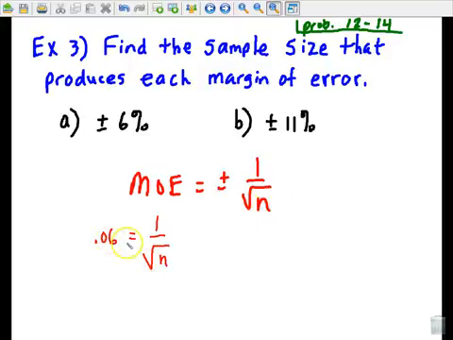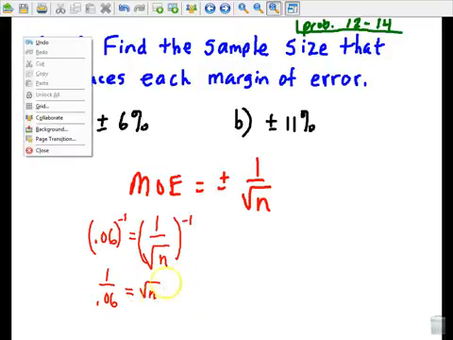Well, you've got a couple of ways of looking at this. Solving for n, since n is in the denominator, you might want to consider flipping both of these over, maybe raising both sides to the -1. The effect of raising anything to the -1 power is that it just flips it over, so instead of 0.06, it's 1 over 0.06. And flipping this fraction over, you get the square root of n.